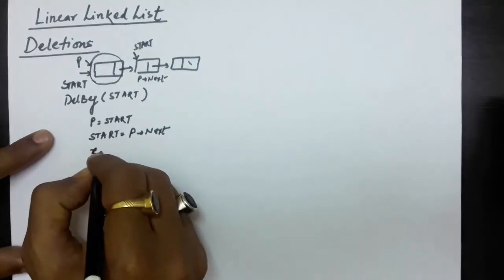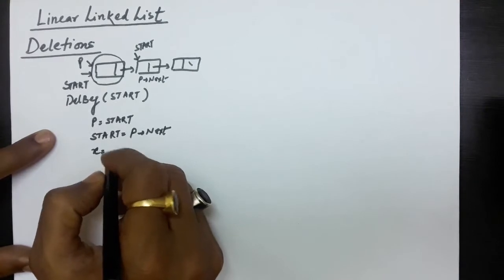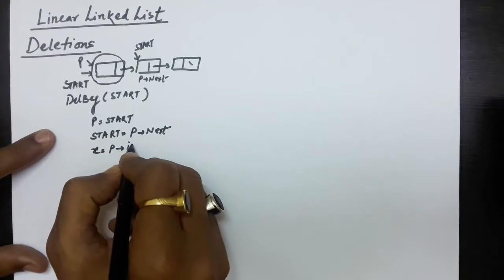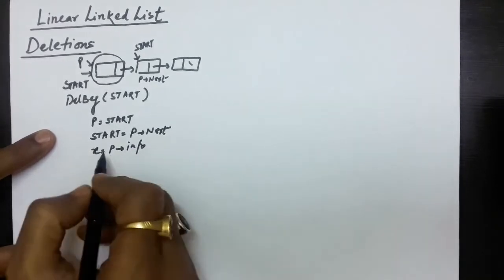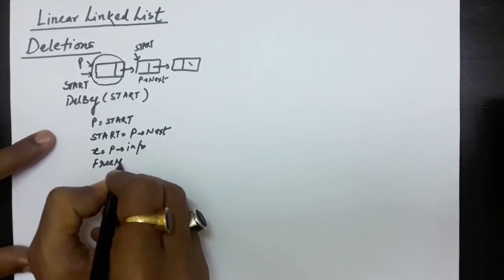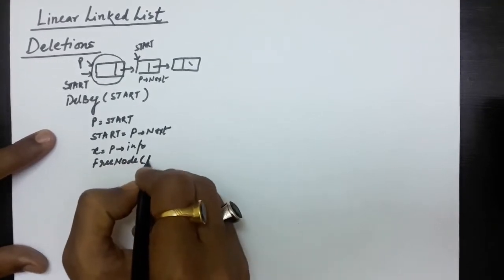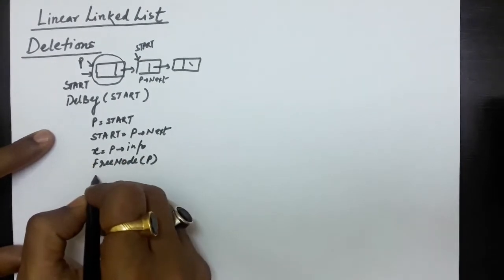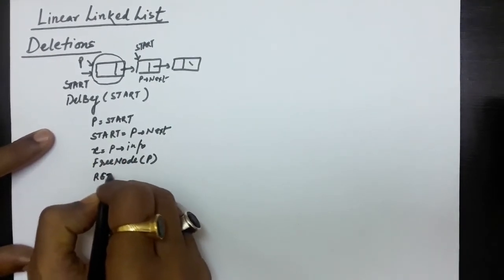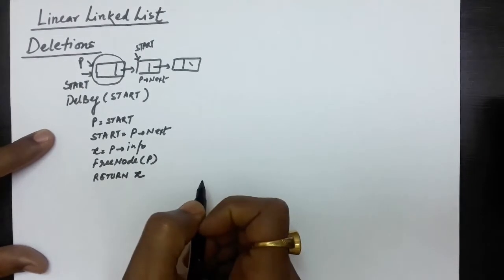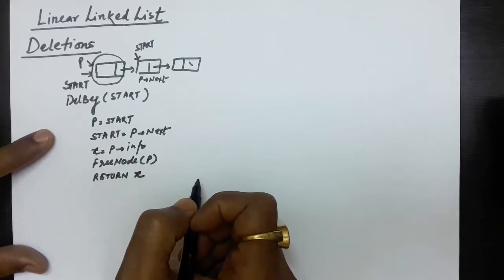But before that, we can save the information stored in this node by p dot info. The information of this node is stored in some x variable. Let's say there is a function free node, and if we call this function, this will destroy the memory occupied by this node p. And then finally we will return this x information. So for every deletion, whatever data has been deleted, that needs to be returned.